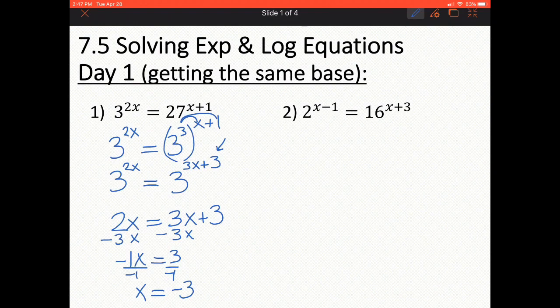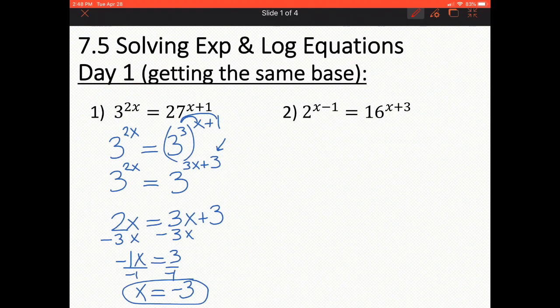So if we were to go back into that original equation and substitute negative 3 for the x's, it would make the equation true. So x equals negative 3. All right, so in example 2, we're going to do the same thing. So our goal is to try to make the bases the same. Now, just so you know, this won't always be able to happen, but I'll show you what to do in the next video if you can't make the bases the same.